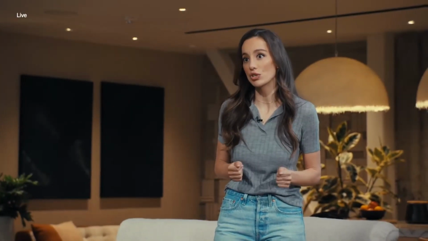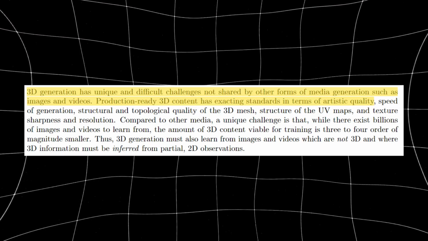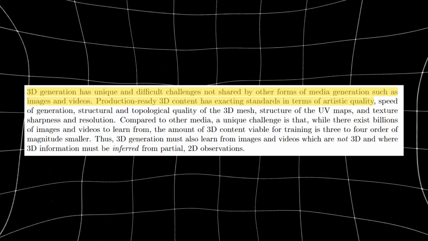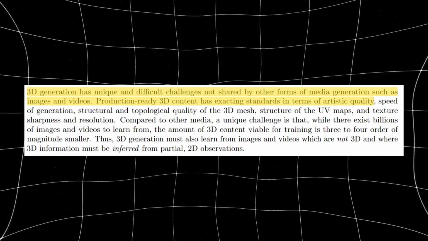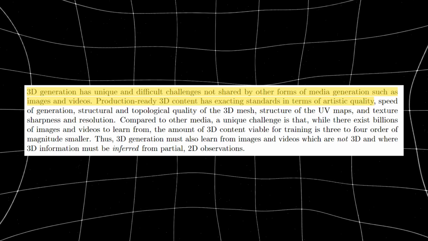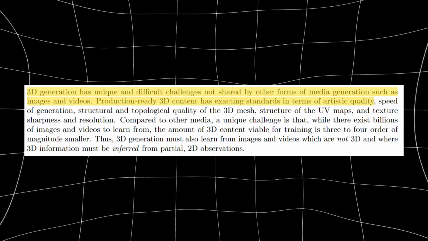So straight off the bat in the introduction, they talk about why this work is so important and why it's been such a challenge to get done before. They say that 3D generation has unique and difficult challenges not shared by other forms of media generation such as images and videos. Production-ready 3D content has exacting standards in terms of artistic quality, and then go on to list everything else that needs to be perfect. So let's go over the capabilities of Meta 3D Gen, and then we'll have a look at some of the examples of what they've managed to generate.